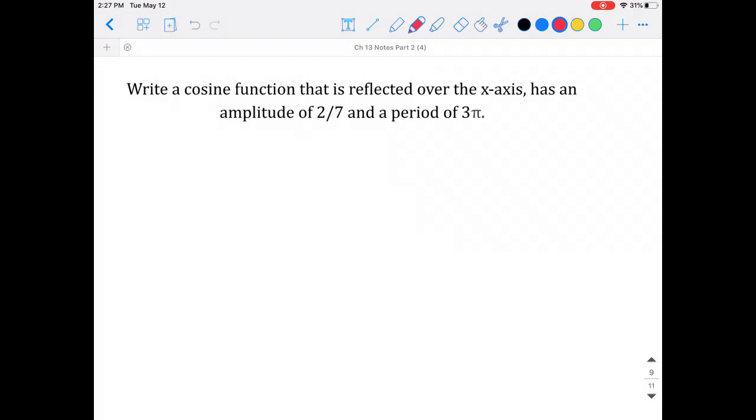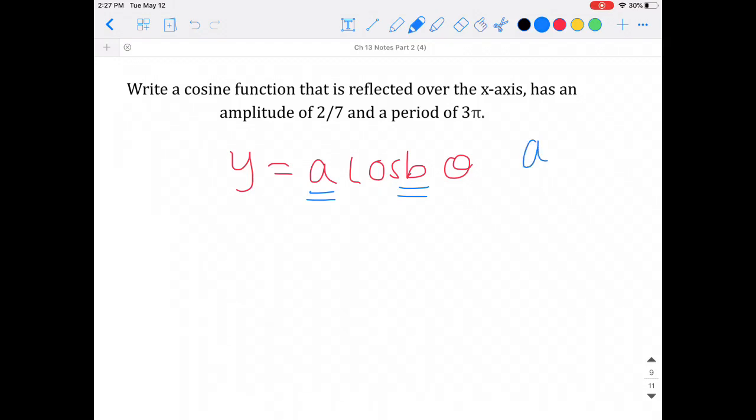has an amplitude of 2/7, and a period of 3 pi. So remember, when we're writing out our cosine function, we're starting with y equals a cosine of b theta, where a is represented by our amplitude and b is the number of cycles that occur from 0 to 2 pi. So we know our amplitude is 2/7. We don't have to do any other work to figure that out.